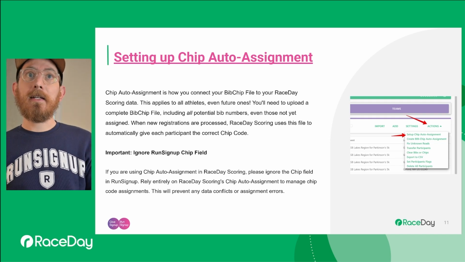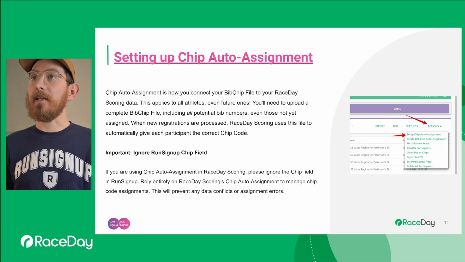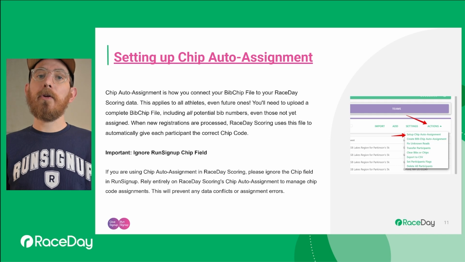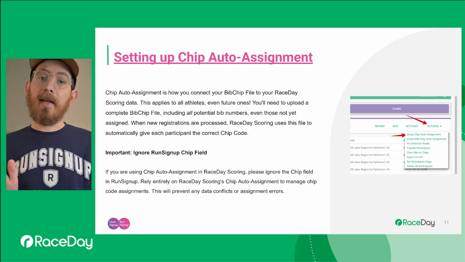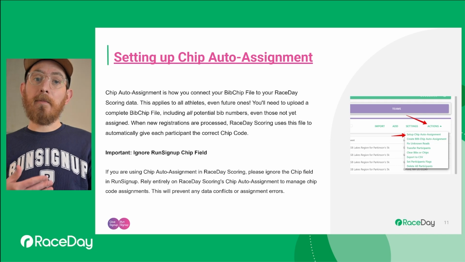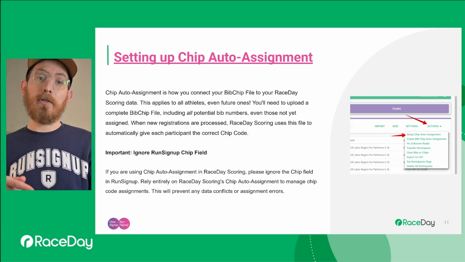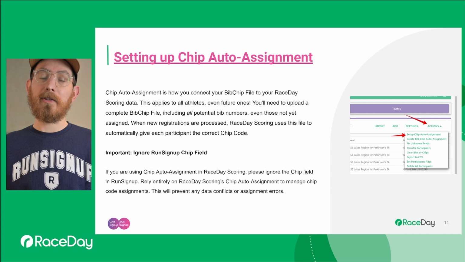But basically, you would come into the Participants tab under Actions and click Setup Chip Auto Assignment. What this does is it allows you to upload a spreadsheet of bib number and chip. And then whenever a registration comes in from RunSignup, the system looks at that spreadsheet and says, oh, I now have a bib number 123, and I know that bib number 123 equals XYZ147, whatever.